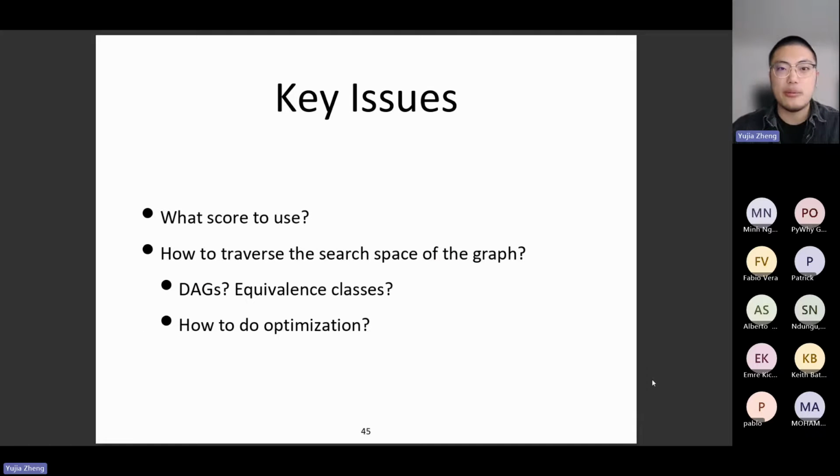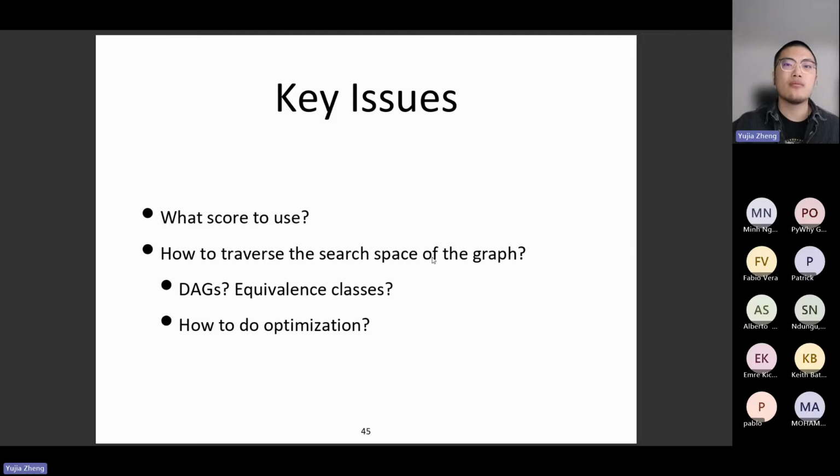So yeah, as you may imagine, there are some key issues for score-based causal discovery. The first is what score to use. If we choose the correct score, we can have the correct result. And if we choose some general score, we can deal with general distributions, just like the conditional independence relationships in the constraint-based search. Another issue is how to traverse the search space of the graph. Do we want to traverse between DAGs, or do we want to traverse between equivalence classes, and how do we do the optimization?